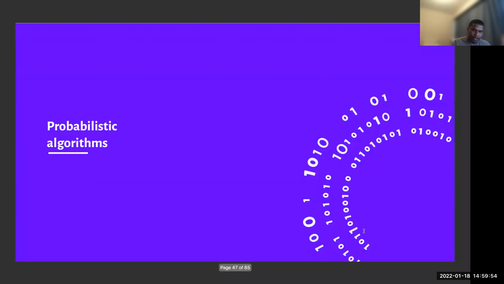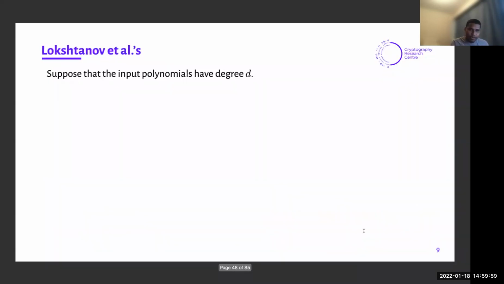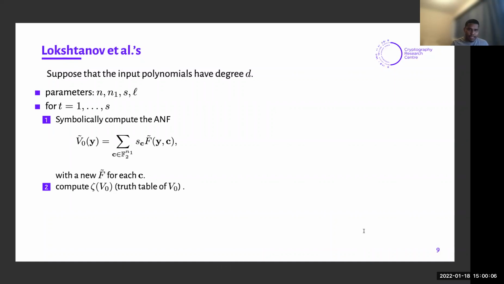So I said that I'm gonna start by describing all of the algorithm, starting with the log standoff. Here we are assuming the input polynomials have degree D, and the idea is the following. Forget a bit about these parameters. There are some parameters here, and we are going to repeat this loop S times, where S is just the number of tilde J, the polynomials that I'm going to use to approximate J.